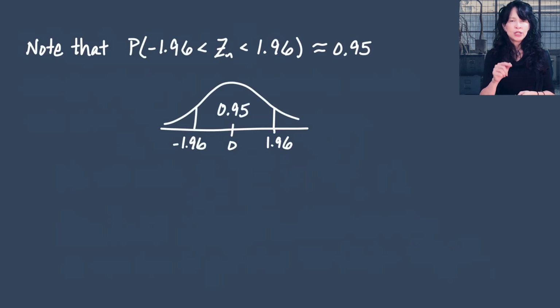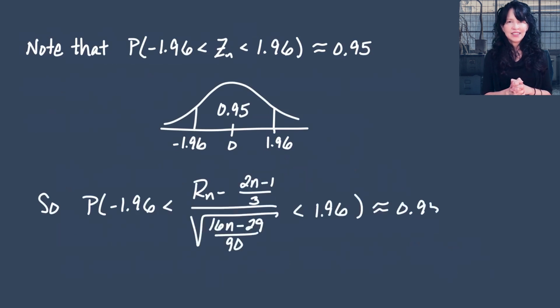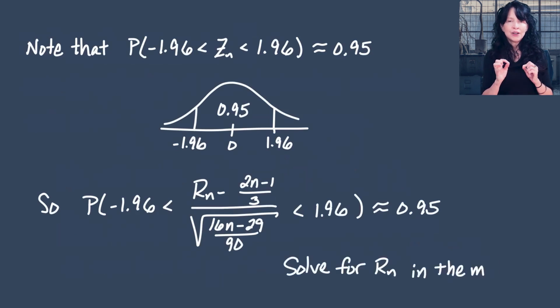And if I plug in what Z_n is, it was R_n minus stuff divided by the square root of stuff, I get this as approximately 0.95. So now I want to kind of solve down in this system of inequalities for R_n in the middle. I want to isolate R_n in the middle.